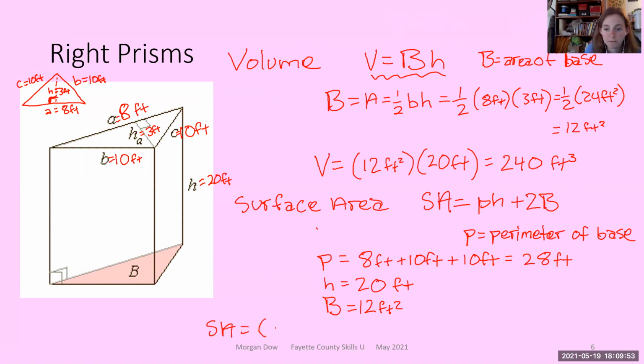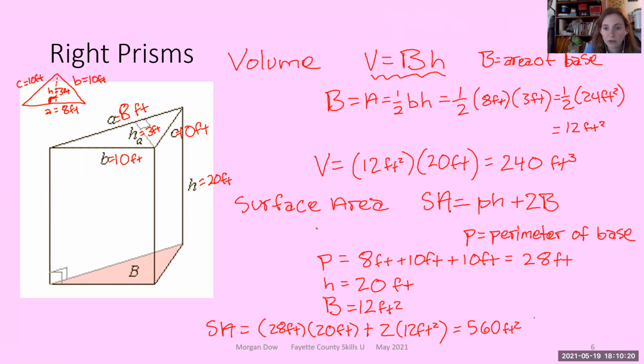The perimeter is 28 feet. The height is 20 plus 2 times the area of the base. So again, we just have some multiplying and adding to do. So 28 times 20 is 560. So that's going to be 560 square feet.